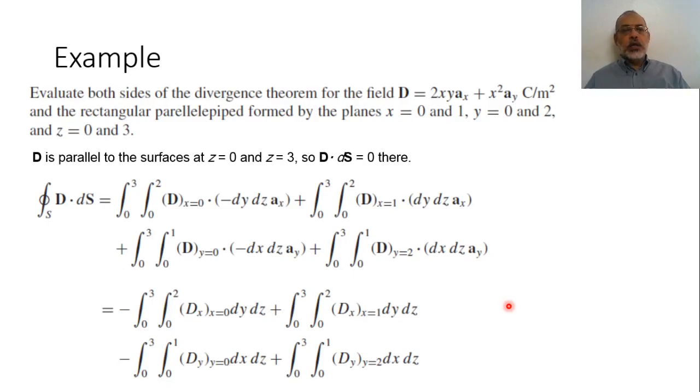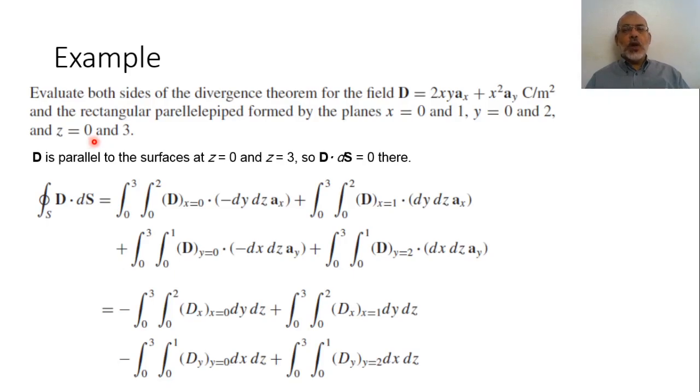As an example, it is required to evaluate both sides of the divergence theorem for the field D equals 2xy in the x direction plus x squared in the y direction, coulomb per meter squared, and the rectangular parallelepiped formed by the planes x equals 0 and 1, y equals 0 and 2, and z equals 0 and 3. So this actually gives the limits of the differential volume element which we are going to apply.